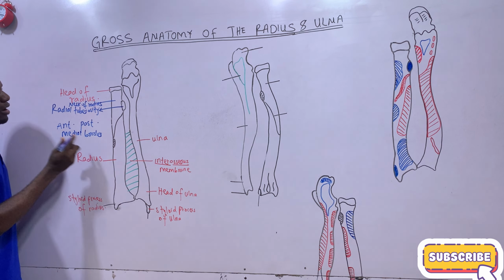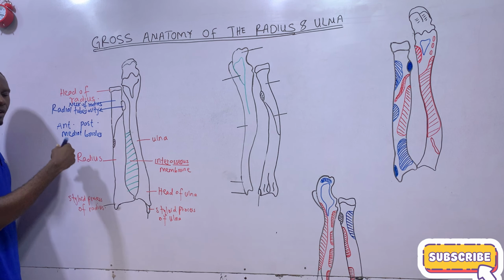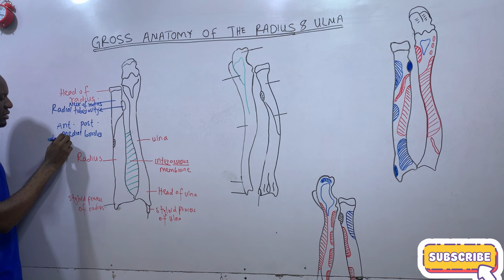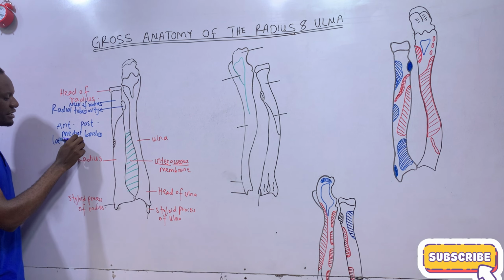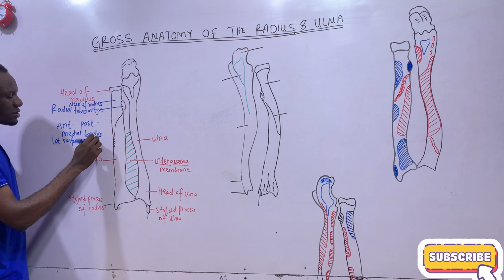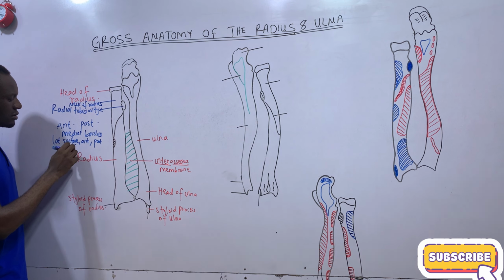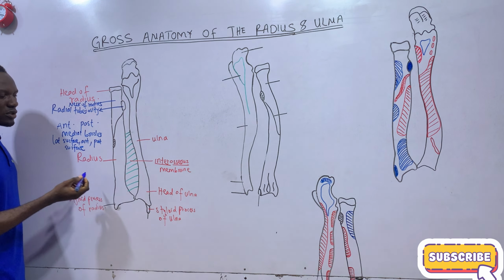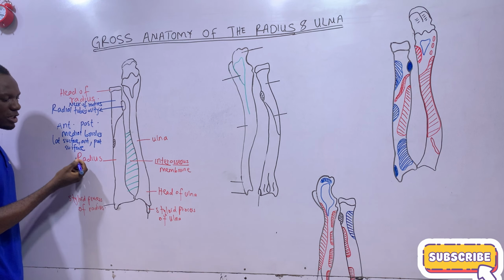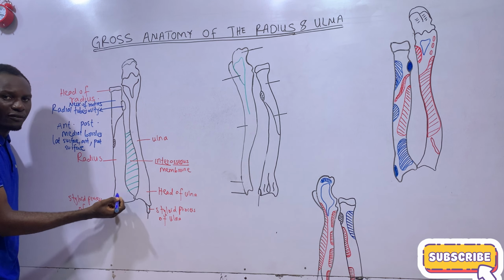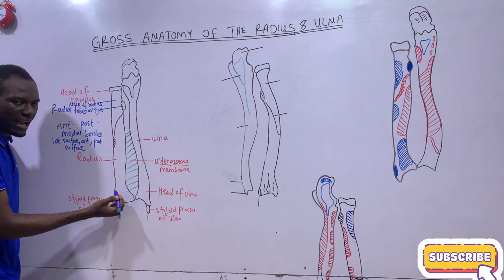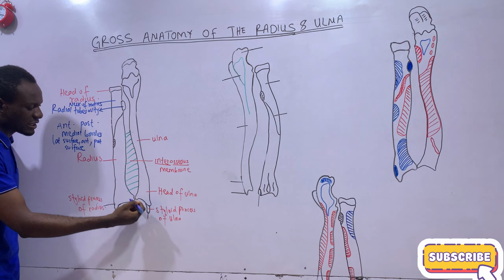Okay, so at the upper end you are going to have 3 surfaces, and these 3 surfaces are lateral surface, anterior surface, and the last surface is the posterior surface. So at the upper part of the shaft of radius, you have 3 borders and 3 surfaces. But at the distal end of the shaft of radius, instead of having 3 surfaces, you are going to have 5 surfaces because of this expansion.